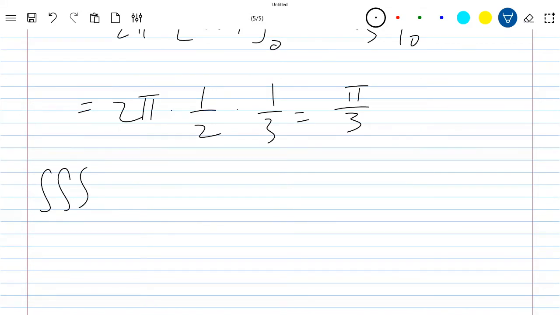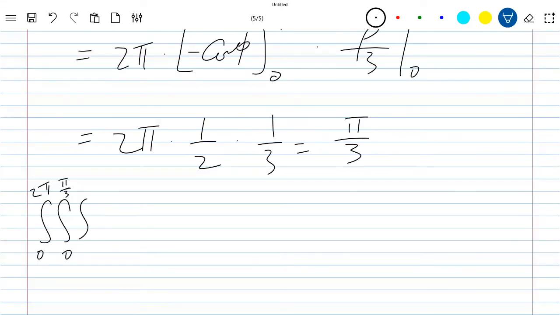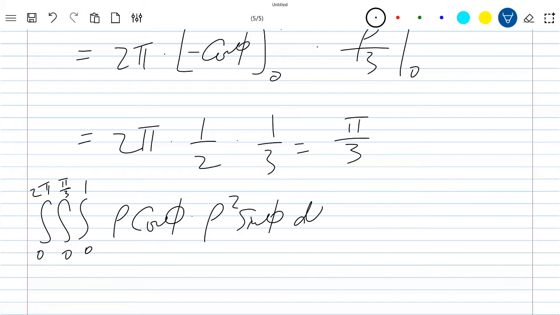And how about the integral with z? Then you have this limit is still the same. And this is pi over 3. And then you have 0 to 1, right? So what is z? Z is rho cosine phi. Okay. Then don't forget you still have that term.